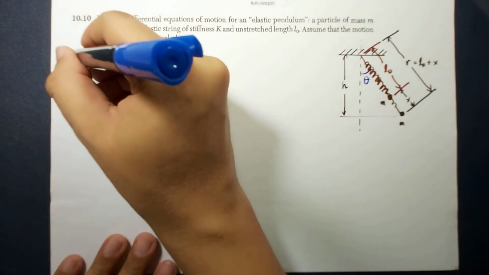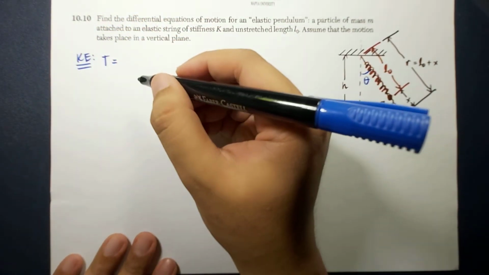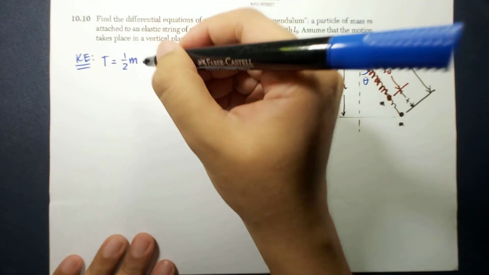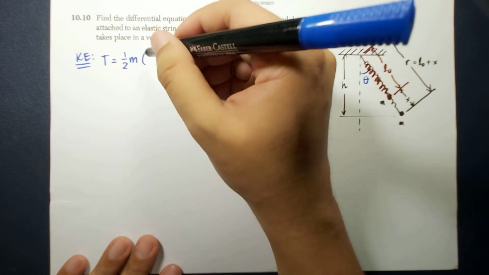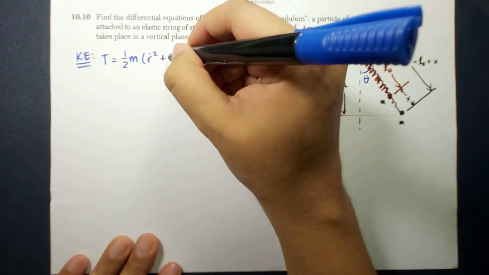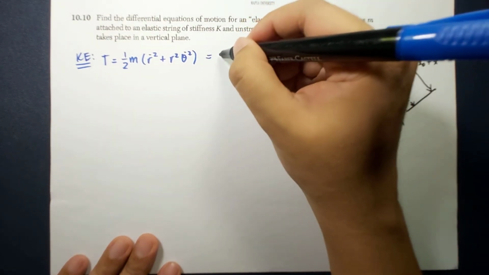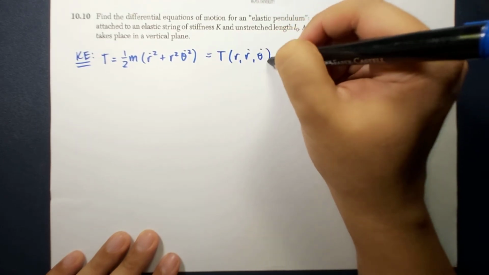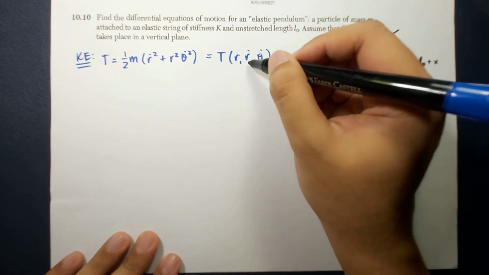So in polar coordinates, the kinetic energy T is equal to 1/2 mv squared, where, as we already know, the square of the speed would be r dot squared plus r squared theta dot squared. So you will notice that kinetic energy is a function of r dot and theta dot. So at least the Lagrangian will be a function of r, theta, r dot, and theta dot.